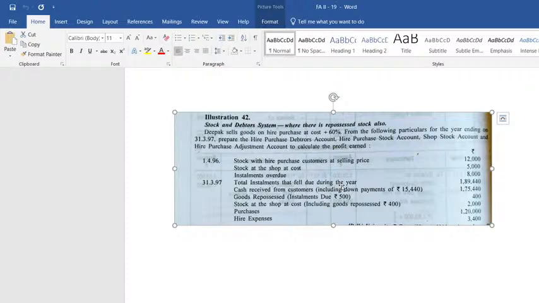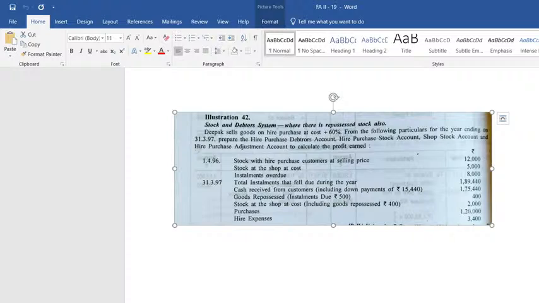Now on the closing date, total installments that fell due during the year 1,89,440. Cash received from the customers including down payment 15,440. Total amount is 1,75,440. So this is your total installment fallen overdue, that is your cash received. Then the second is goods deposits, installment due 500, but you have deposits for 400. Stock at shop at cost including goods deposits 400, 2000. Purchases amounting to rupees 1 lakh 20 and hire purchase expenses 3400.